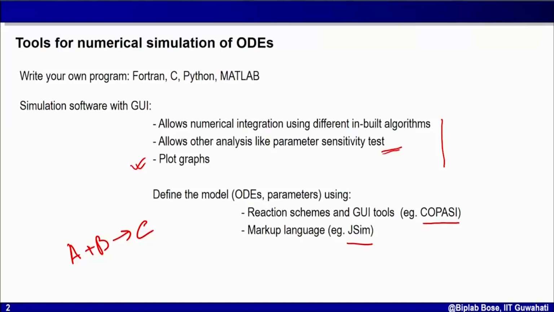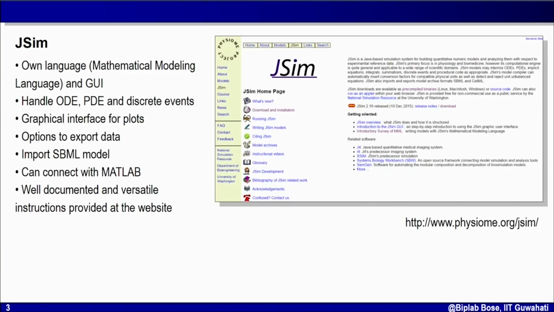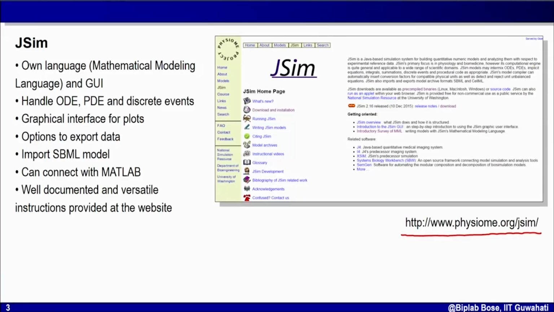With this, let us start and look into the different aspects of JSim, a Java-based simulation software that we will use for our work. JSim is freely available. You can download it from the web. The address I have given here, www.physiome.org/jsim. As I have said, JSim is a GUI-based software, but it requires you to write down the model in its own language. This language is called the mathematical modeling language.